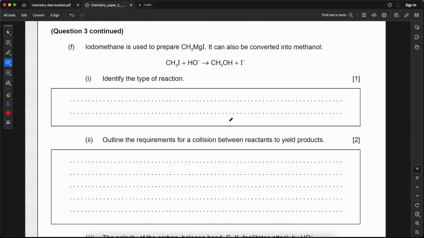Iodomethane is used to prepare CH3MgI. It can also be converted into methanol. Identify the type of reaction. It's a nucleophilic substitution. Okay, because it involves replacement of the one nucleophile, which is OH minus, with another group, which is I minus, within a molecule. The OH attacks the carbon atom in methyl iodide, displacing the iodide and form iodide ion.